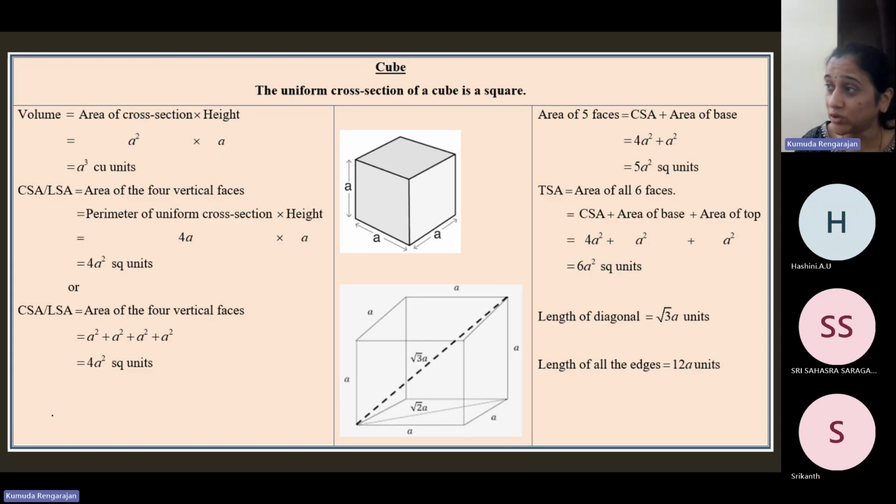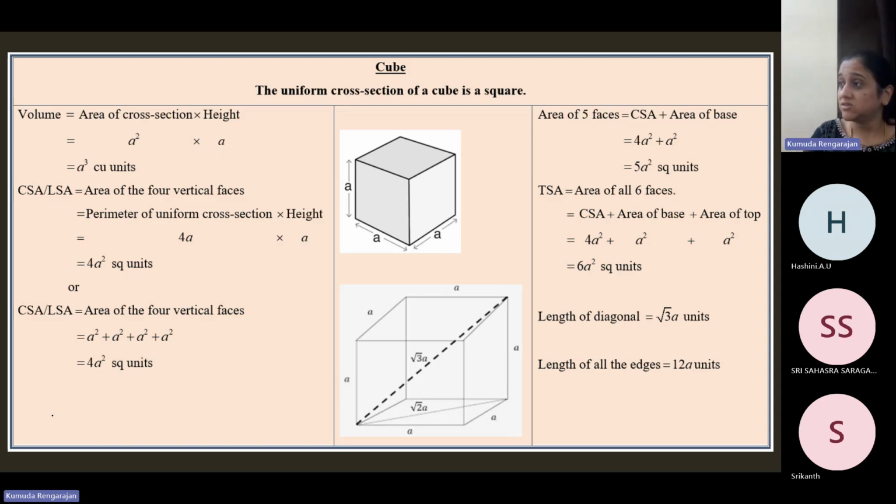But for a cylinder, the uniform cross section is a circle. Correct? You can stack circles to any height. If you have identical circles and you stack them to any height, the solid obtained is a cylinder. So the uniform cross section of a cylinder is a circle. The uniform cross section of a cube is a square. A square is a plane figure.